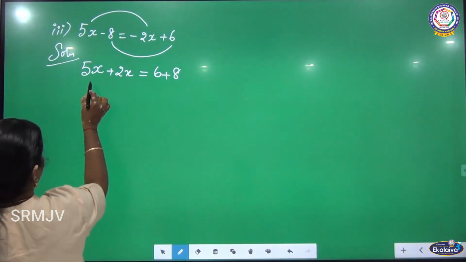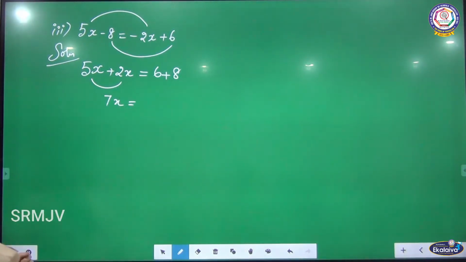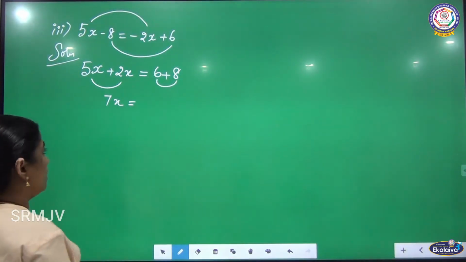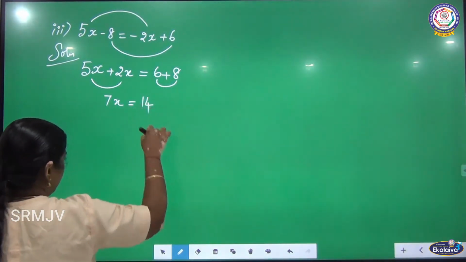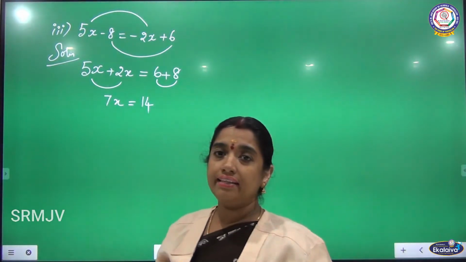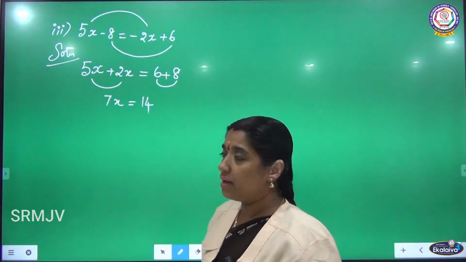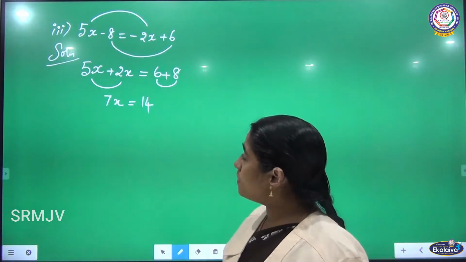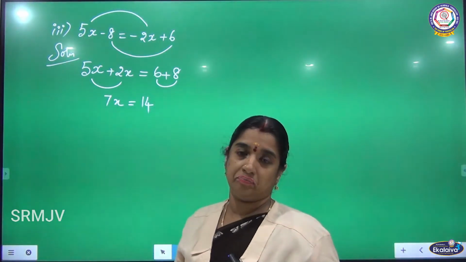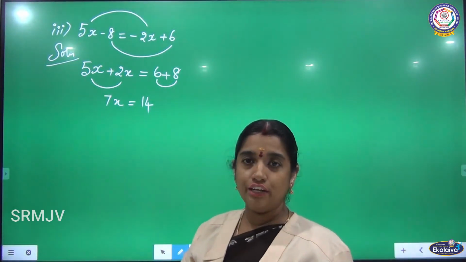Now, listen. 5x plus 2x, which is what? 7x. Next, 6 plus 8, which is what? 14. Got it? So on the left hand side I am adding the variables and on the right hand side I am adding the constant numbers. So 5x plus 2x is 7x, and 6 plus 8 is 14. See this. Here I am going to find the value of x.